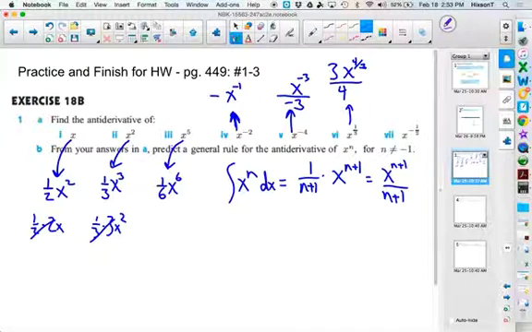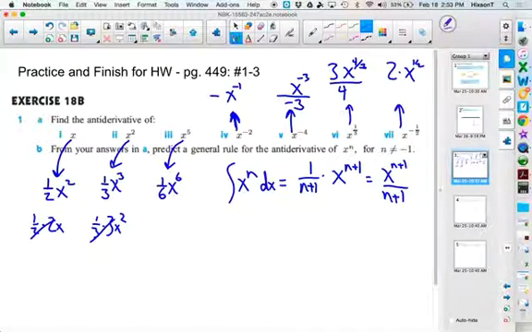Okay? How about x to the negative 1/2? X to the 1/2, times 2. Yeah. So good, 2x to the 1/2. Divided by 1/2, you flip and multiply, it's times 2. All right, good. Okay, so that's not too hard of a rule, right? You just gotta add 1 to the exponent and divide by the new exponent.